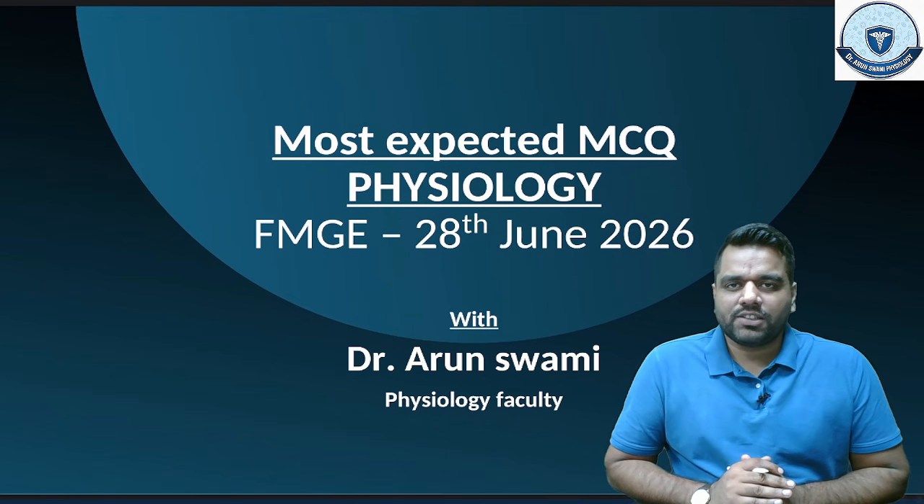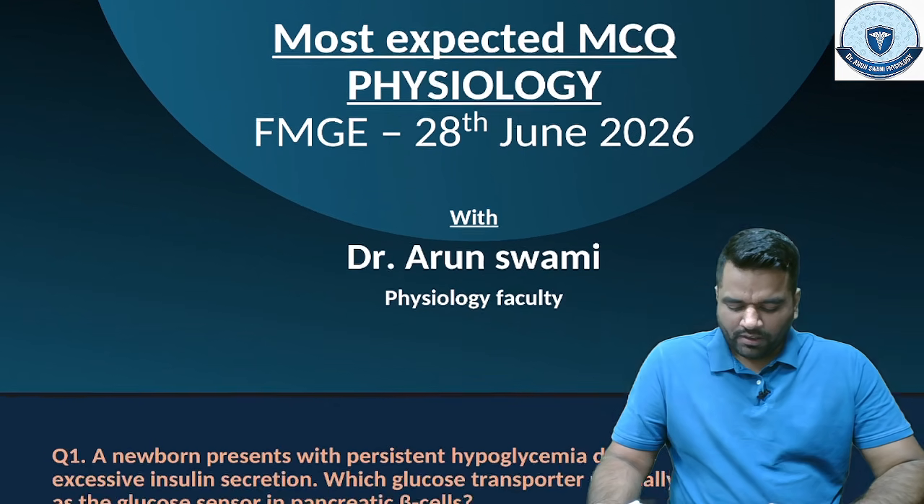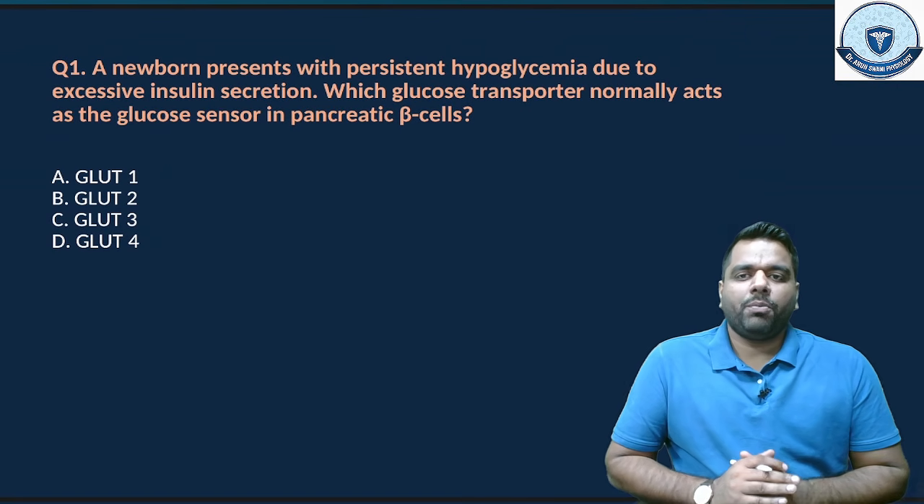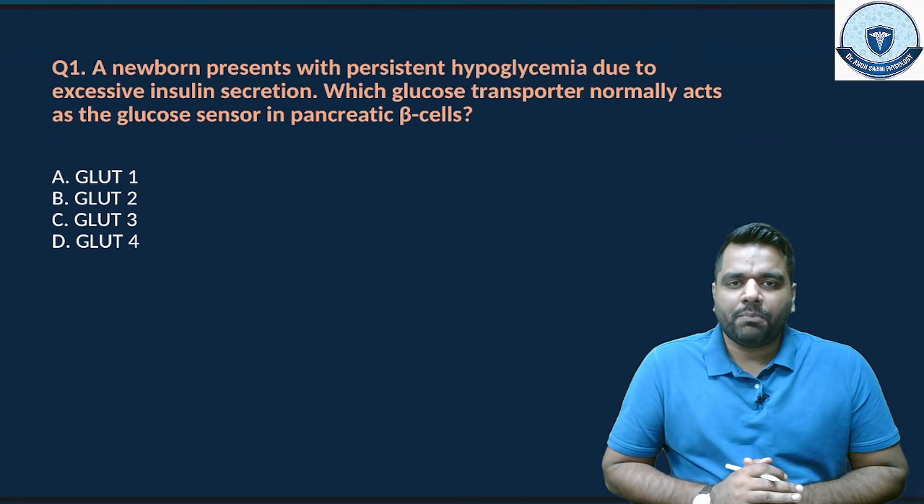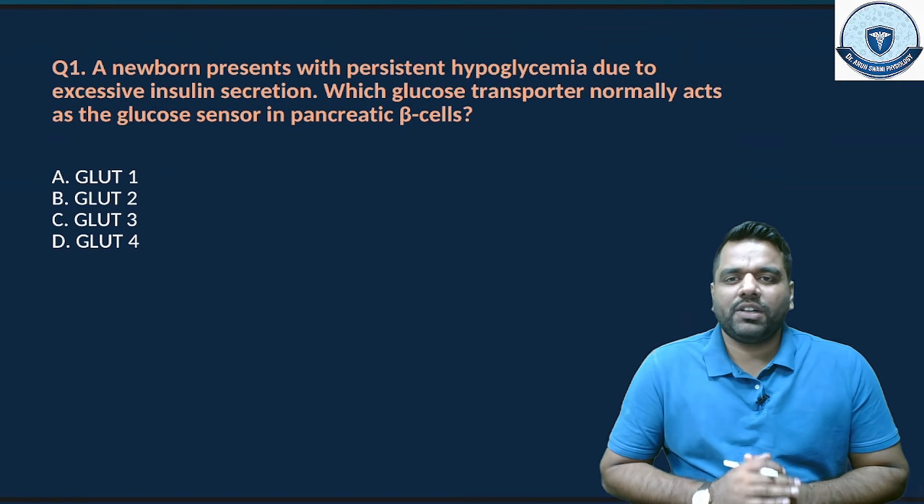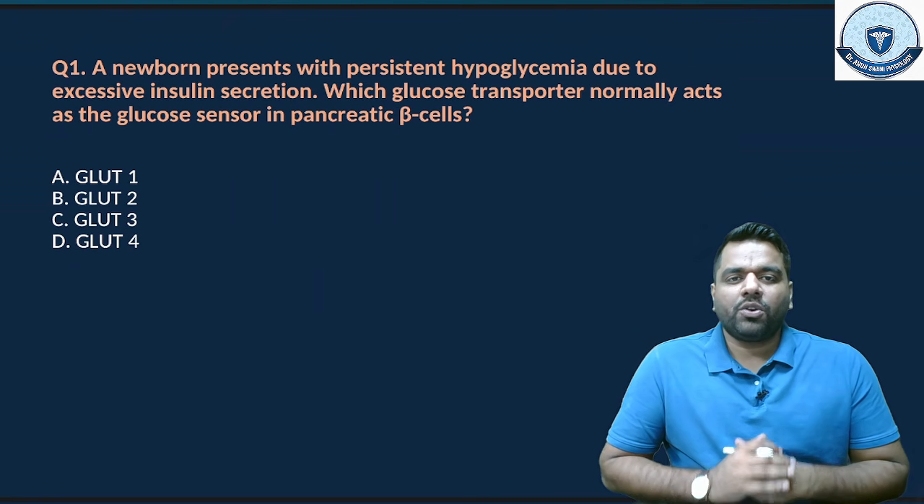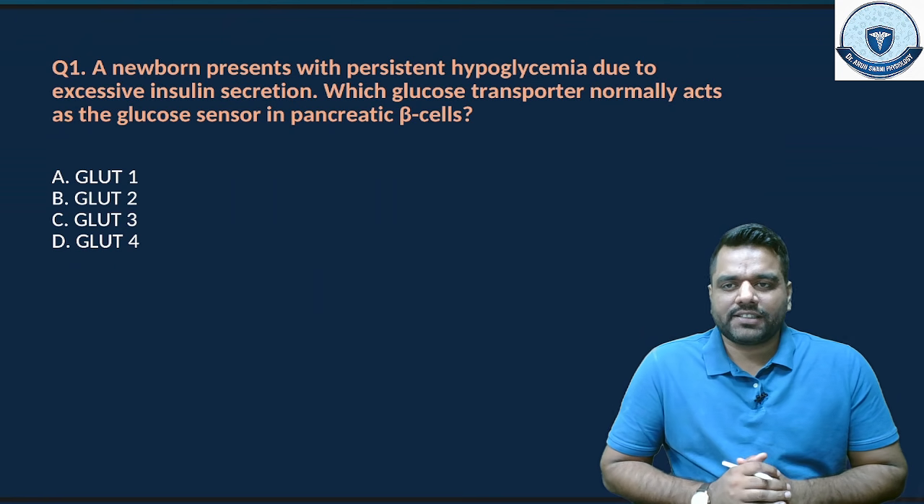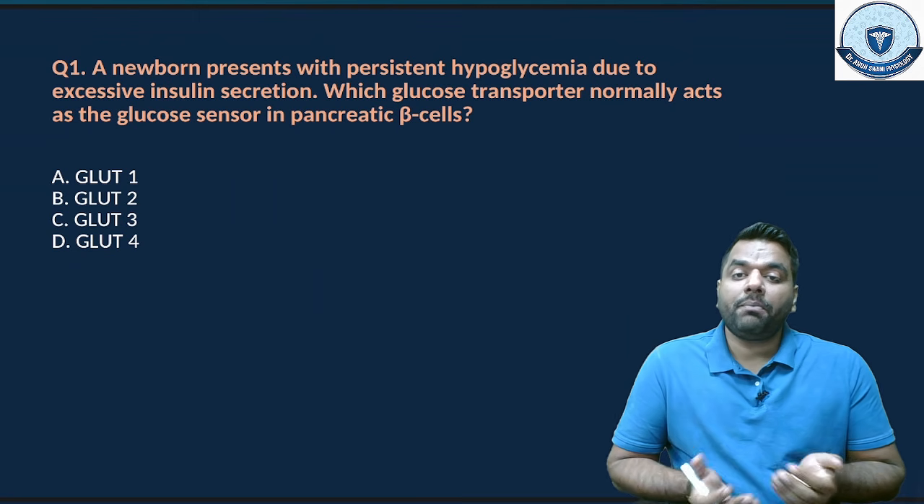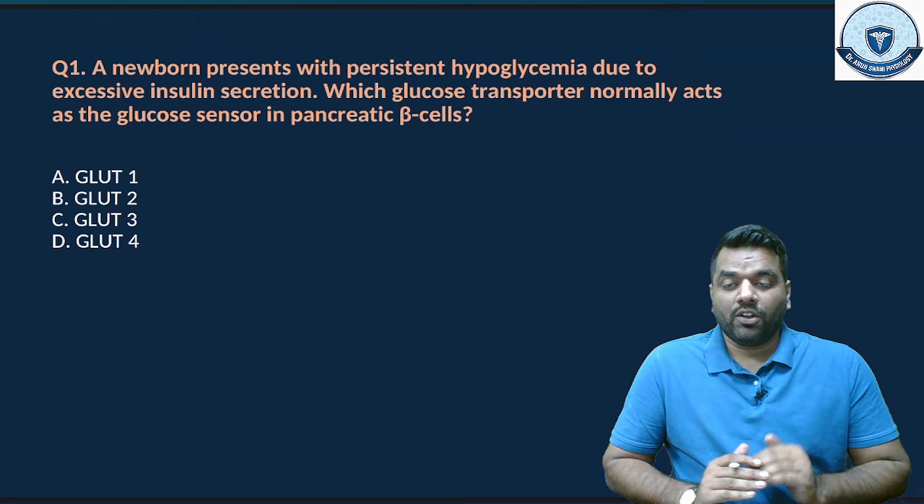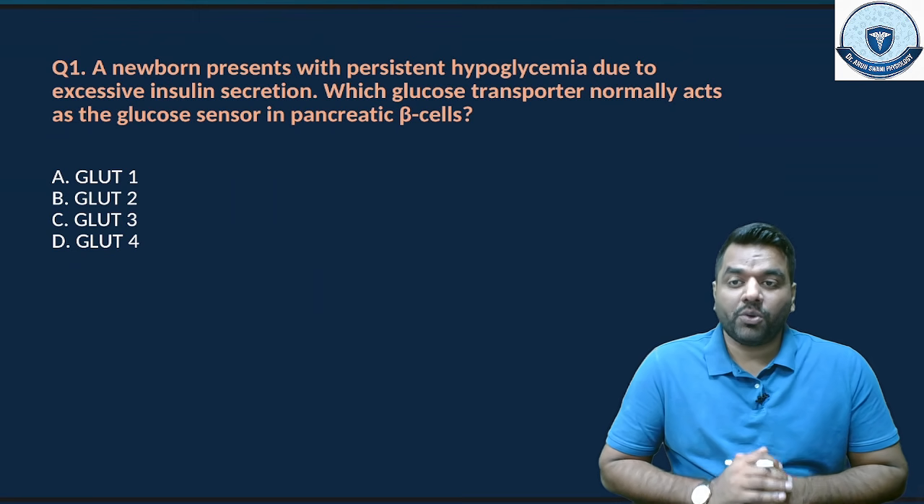So let's start this most expected MCQ part. The first question is, a newborn presents with persistent hypoglycemia due to excessive insulin secretion. Which glucose transporter normally acts as the glucose sensor in the pancreatic beta cell? Option A is GLUT1, GLUT2, GLUT3 and GLUT4.